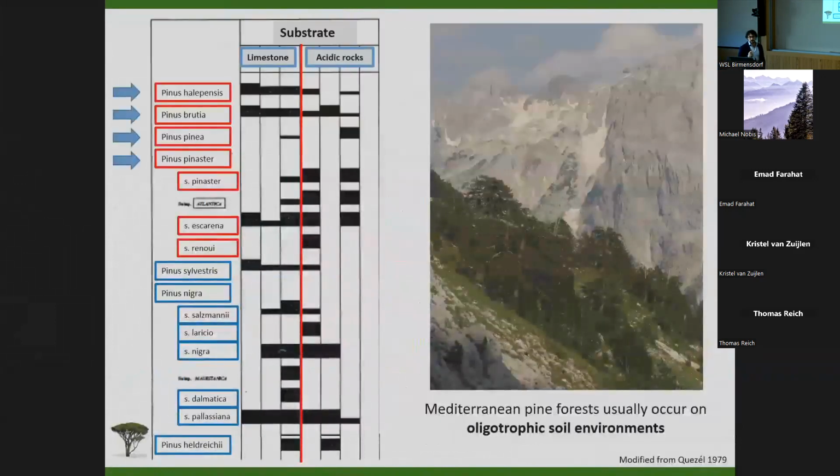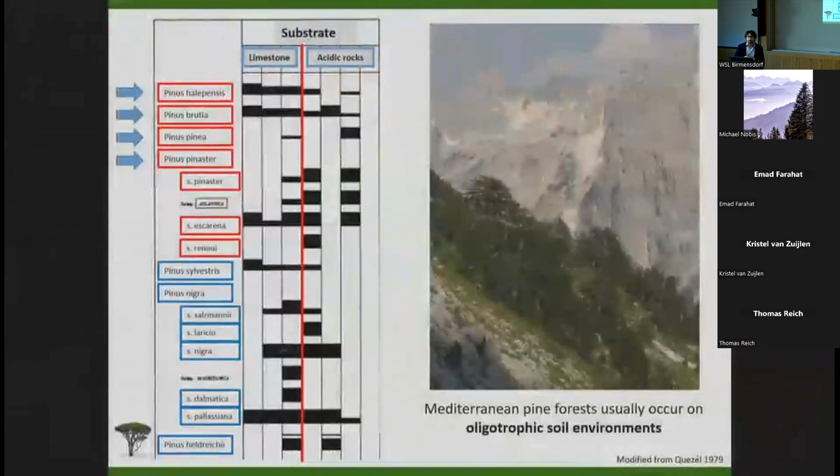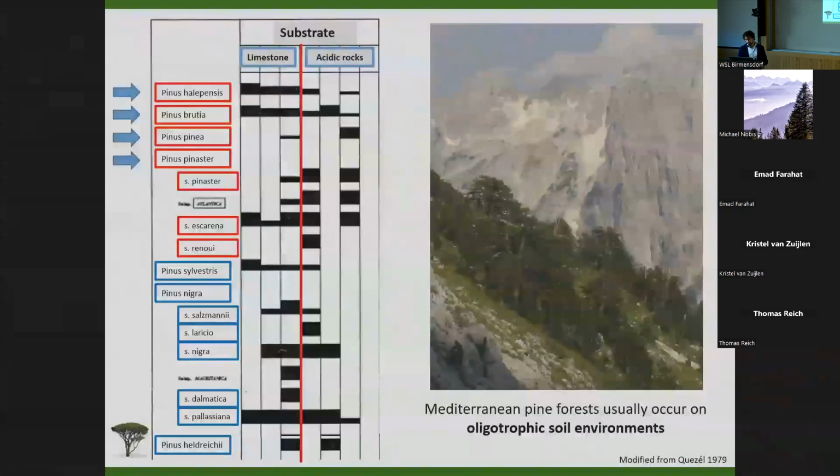In general, pines of the Mediterranean occur on both acidic and limestone bedrocks. But one common characteristic is that all of them occur in oligotrophic soil environments, typically on shallow soils. The one that can be considered a bit more acidophilous is Pinus pinaster.